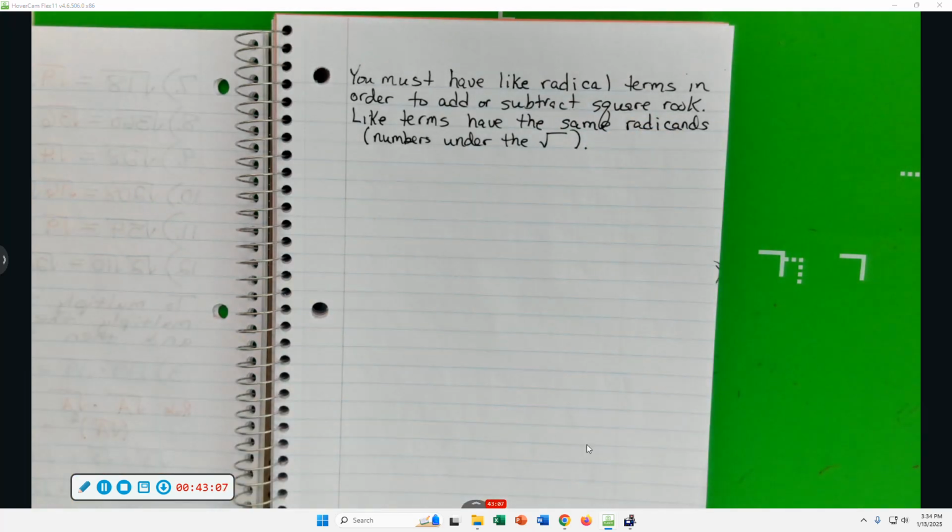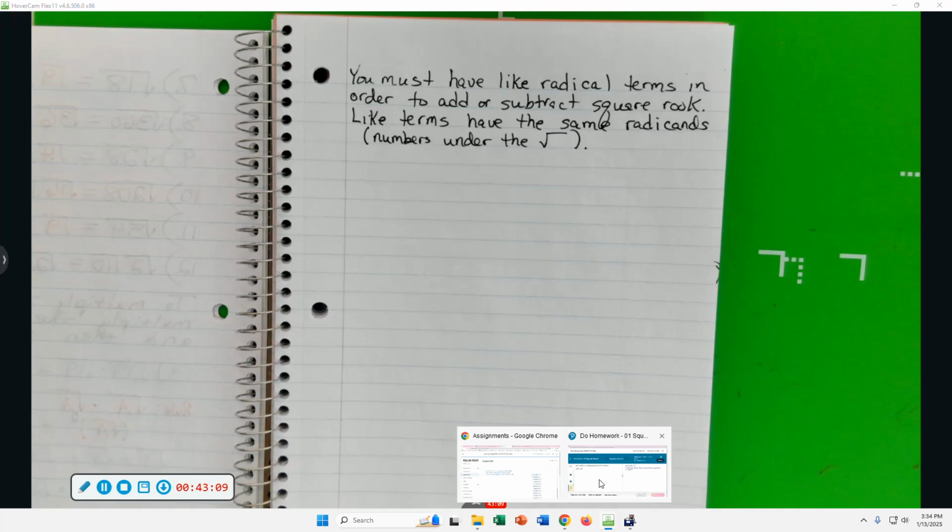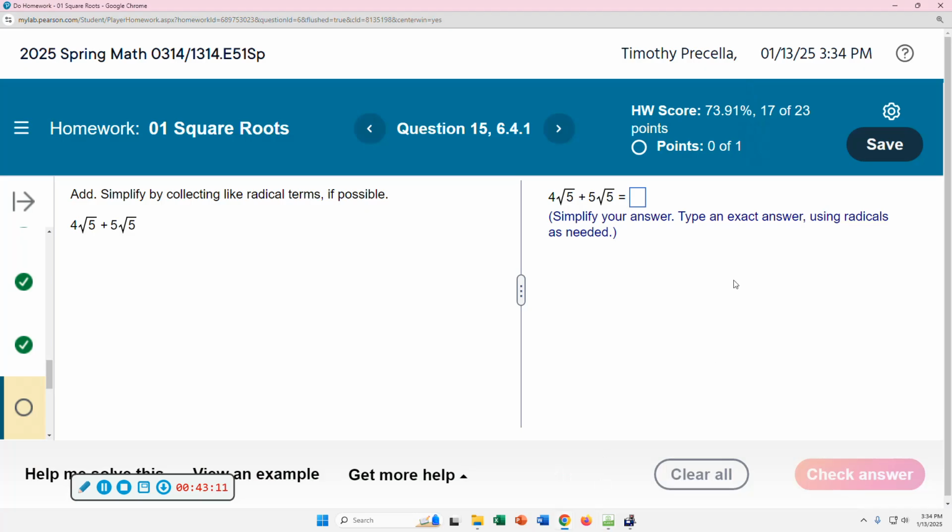Okay. So now, looking back over here, here's how we do problem number 15. 4 square root of 5 plus 5 square root of 5. 4 square root of 5 plus 5 square root of 5 would be 9 square root of 5.